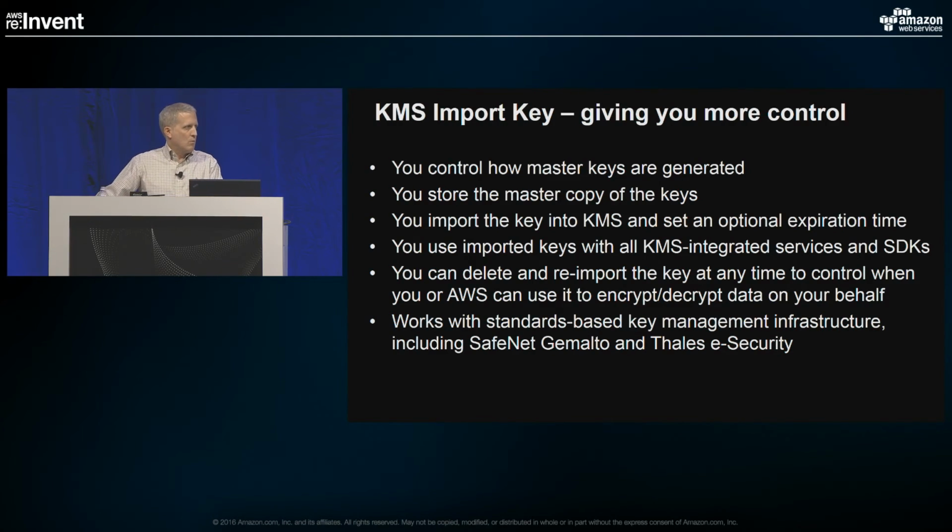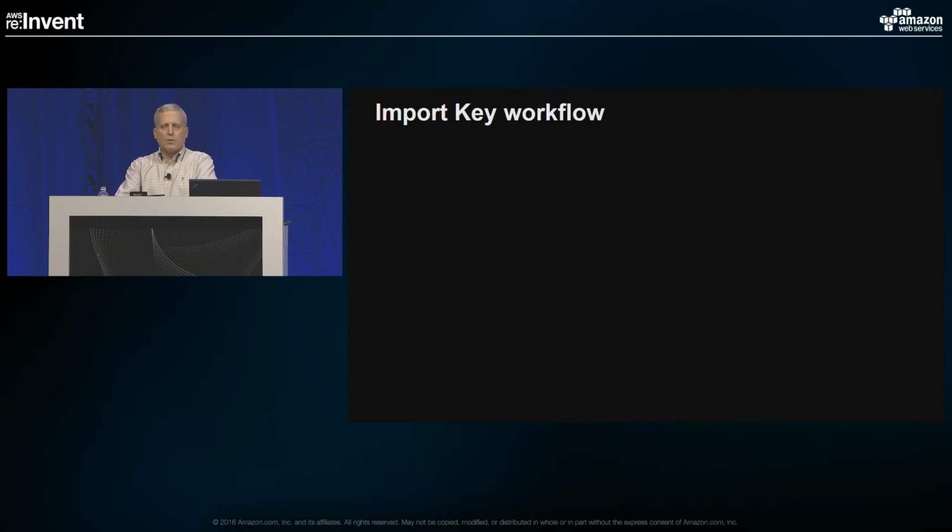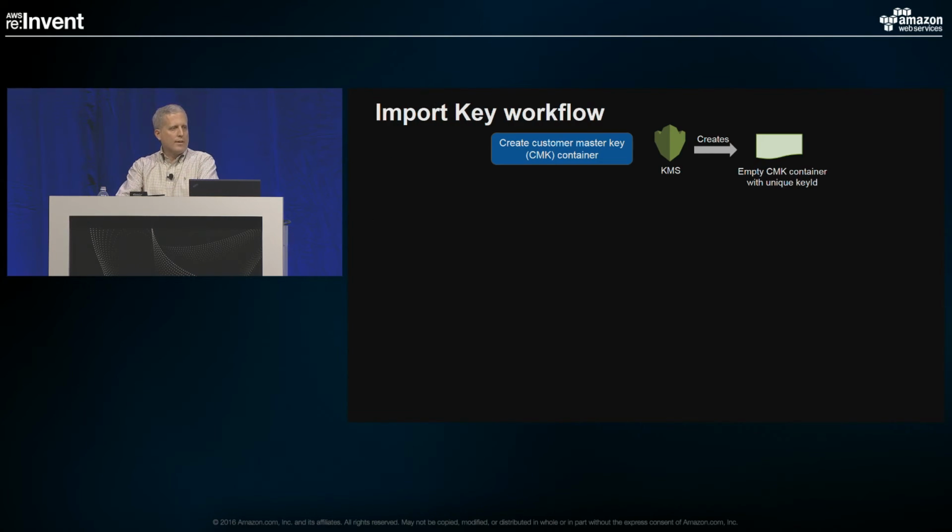Now, of course, getting keys out of existing systems, you want to make sure that those are secure systems. Most of our customers that want to use this feature are using some of the standard HSM providers and key management infrastructure providers like SafeNet, Gemalto, and Policy Security. So we are using standards-based approaches to let you take keys out of your existing key management infrastructure and import it into KMS. So let me just quickly go through what the workflow looks like here. You'll call a create key API, but set an optional parameter that says the origin of this key is external. That means we've got a key ID and all the metadata for a key, but there's actually no key.